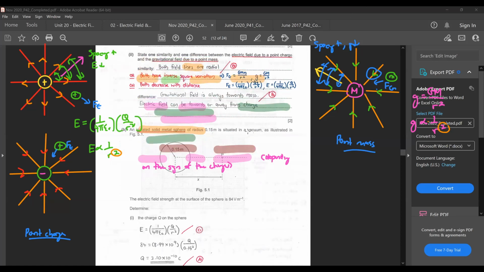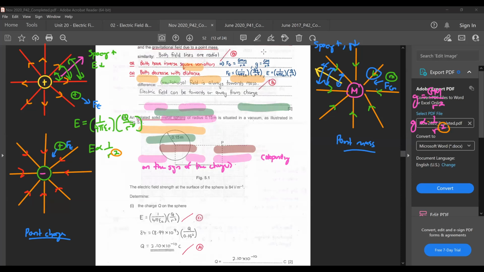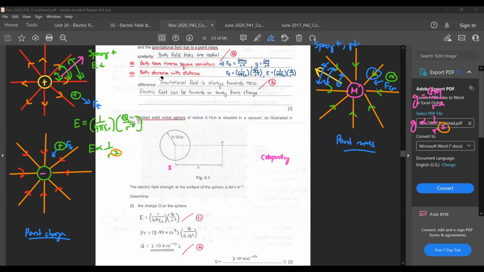Then after that, if you look at part B, let me erase whatever you have here. For part B, they mentioned that you have an isolated solid metal sphere of radius 0.15 meters situated inside a vacuum as illustrated. The field strength at the surface of the sphere is 84 volts per meter. Find out the charge Q on the sphere.